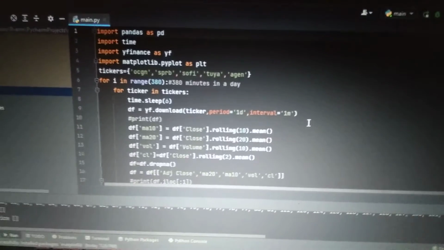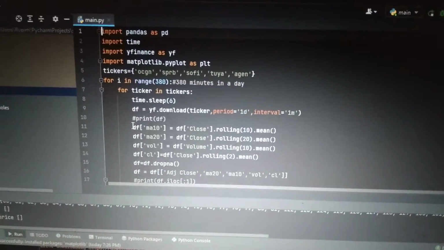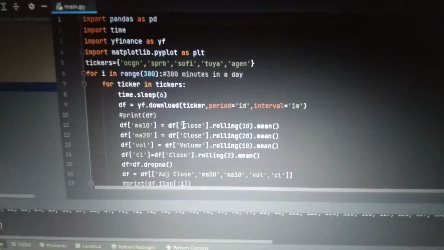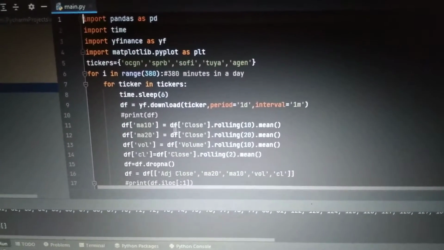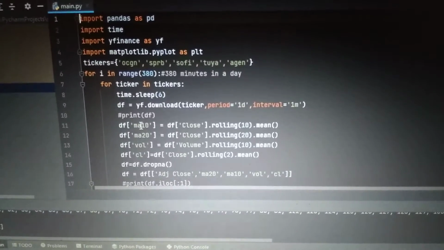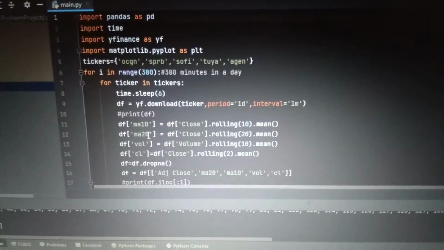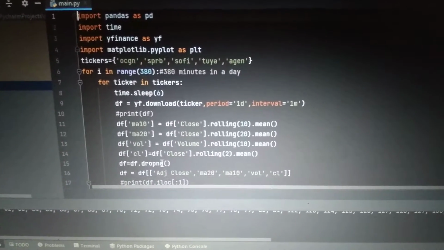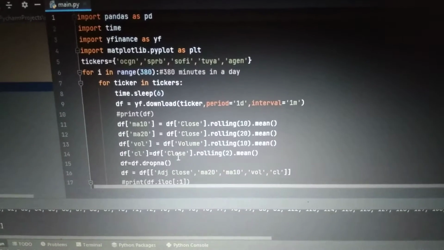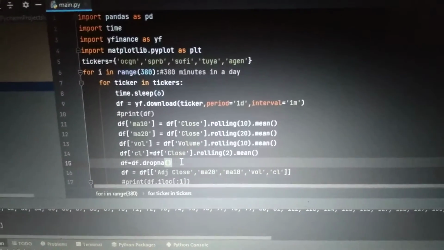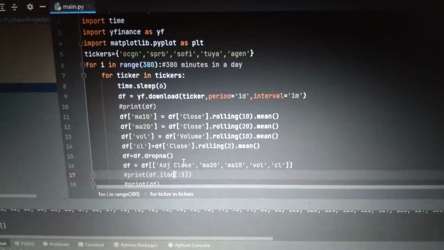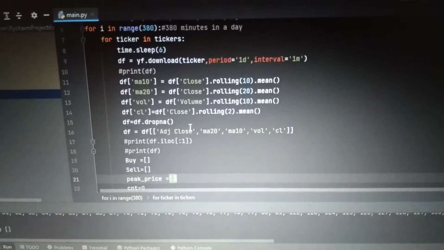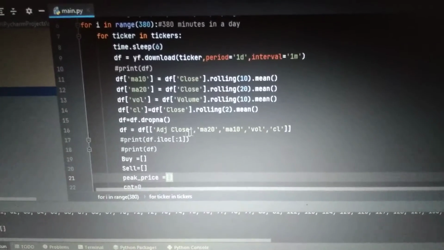So we create some moving averages, which is the DF MA10 and MA20, and a close price, and we'll drop the NAs right here. And then further down we're going to name them in the data frame, the ones we're using right here.